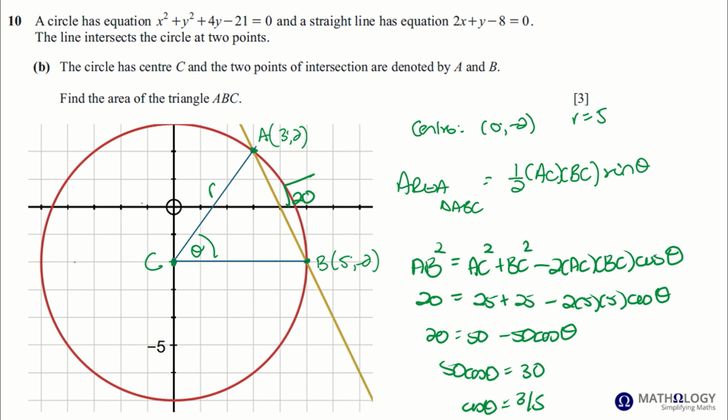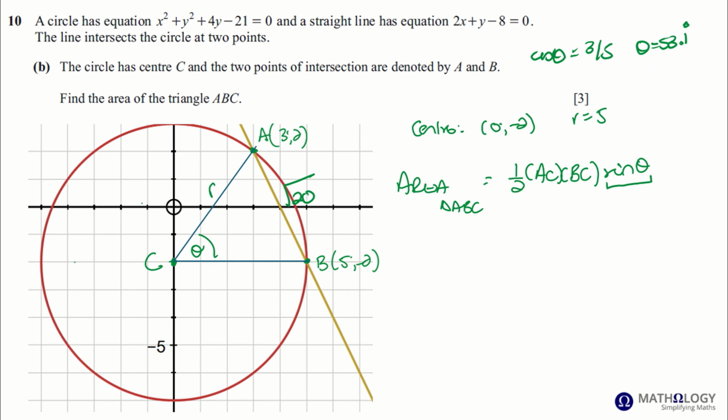Now we could find theta. If we do shift cos theta, then theta is going to be approximately 53.1 degrees. We're not going to do that because we are going to find the area using a different method, and also for accuracy sake, we are going to evaluate and find an exact value for sine theta, and you'll see why.